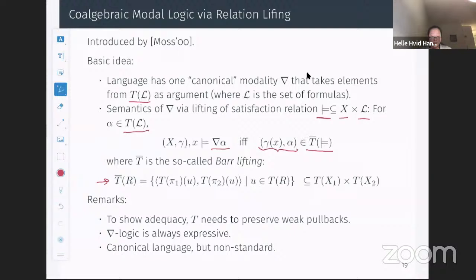Now, a drawback of this approach is that in order to show adequacy for this modal logic, you need to assume that T preserves weak pullbacks. So you can see that immediately rules out the neighborhood semantics that we saw earlier as being treated in this framework. There are ways of repairing this, but I'm not able to go into the details now.